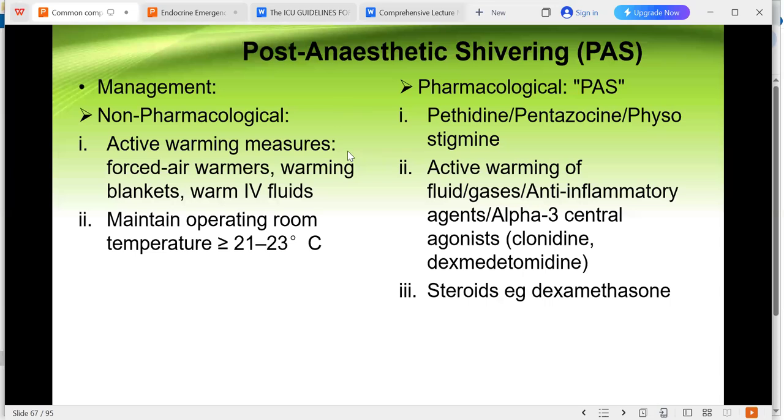Thermoneutral environment. Okay, pharmacological means: pethidine is the gold standard. Okay, and pentazocine, physostigmine can be used. Active warming of fluid, alpha-2 central agonists, your clonidine and dexmedetomidine. Dexmedetomidine is actually a wonder drug because apart from its sedative and analgesic properties, it also has anti-shivering property. So dexmedetomidine, especially for patients undergoing day case surgery or monitored anesthesia care, may be your drug of choice. Steroids, dexamethasone, has been used as an adjuvant in the management of post-anesthetic shivering.